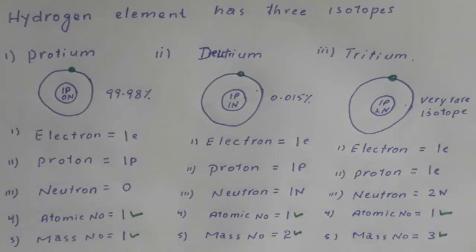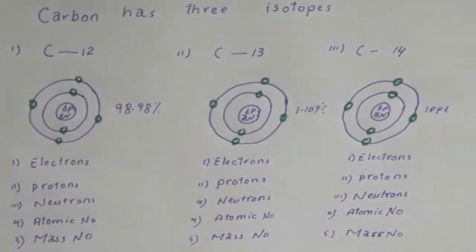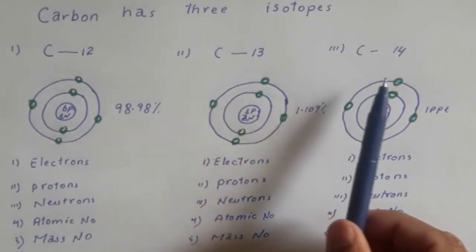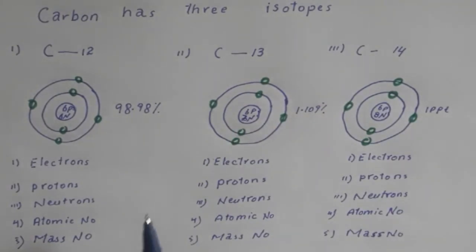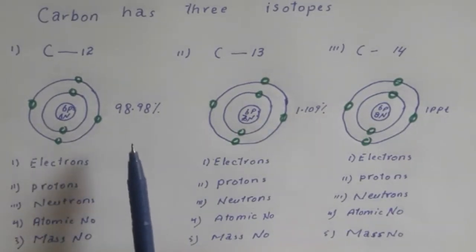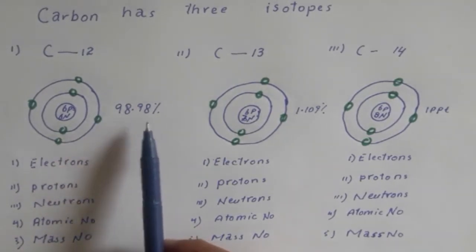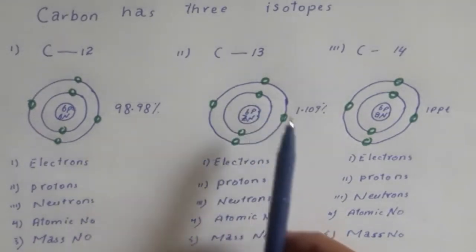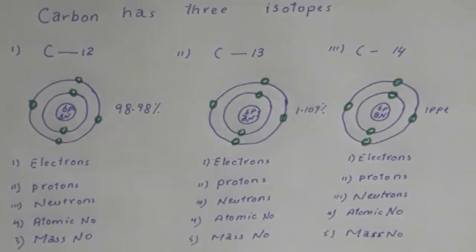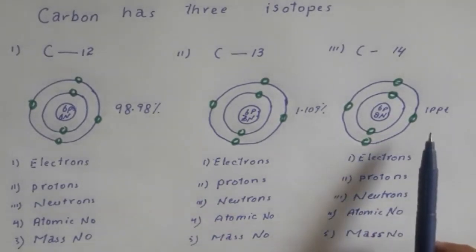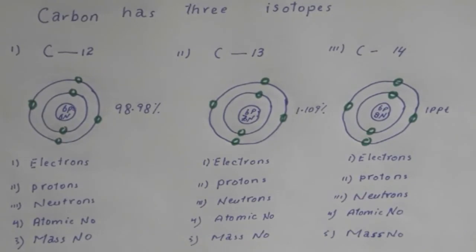Let's go on to discuss another example. Isotopes of carbon: carbon has 3 isotopes. The first isotope is carbon 12, second is carbon 13, third isotope of carbon is carbon 14. In nature the relative abundance of carbon 12 is 98.89%, while the relative abundance of carbon 13 is 1.109%, and carbon 14 is present in very small amount, 1 ppt, 1 part per trillion. So it's a very small amount present in nature.